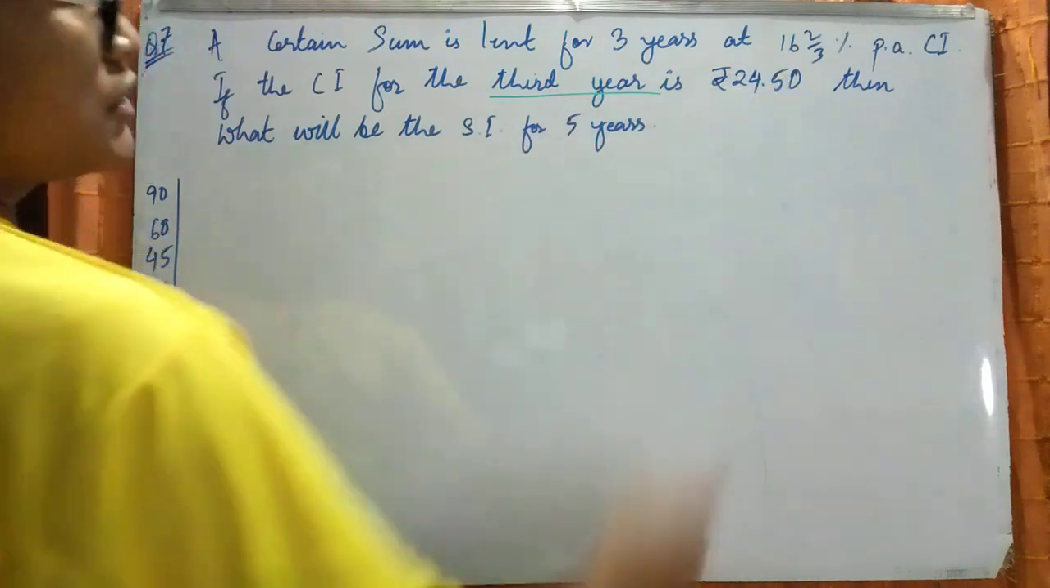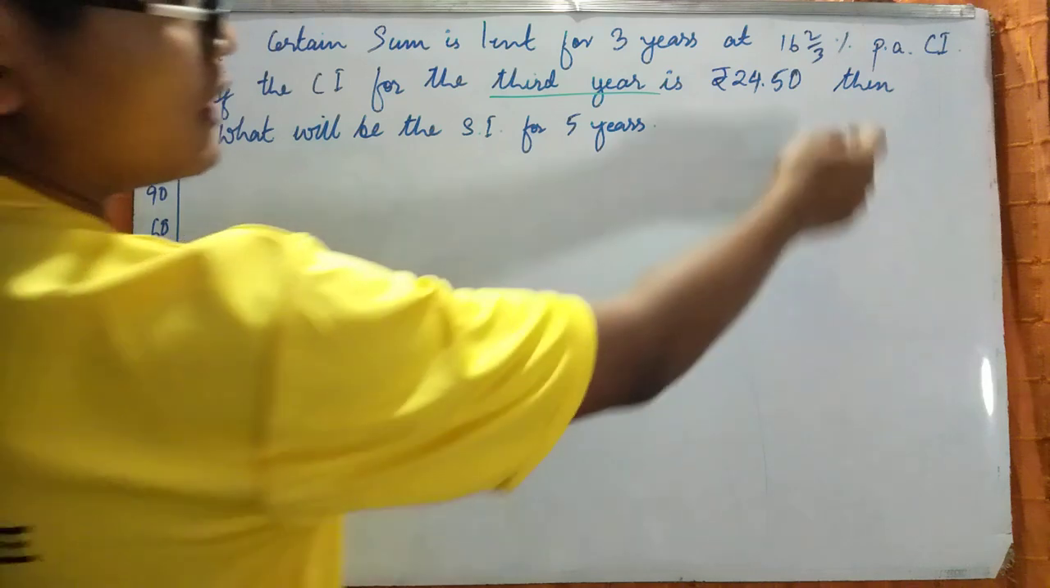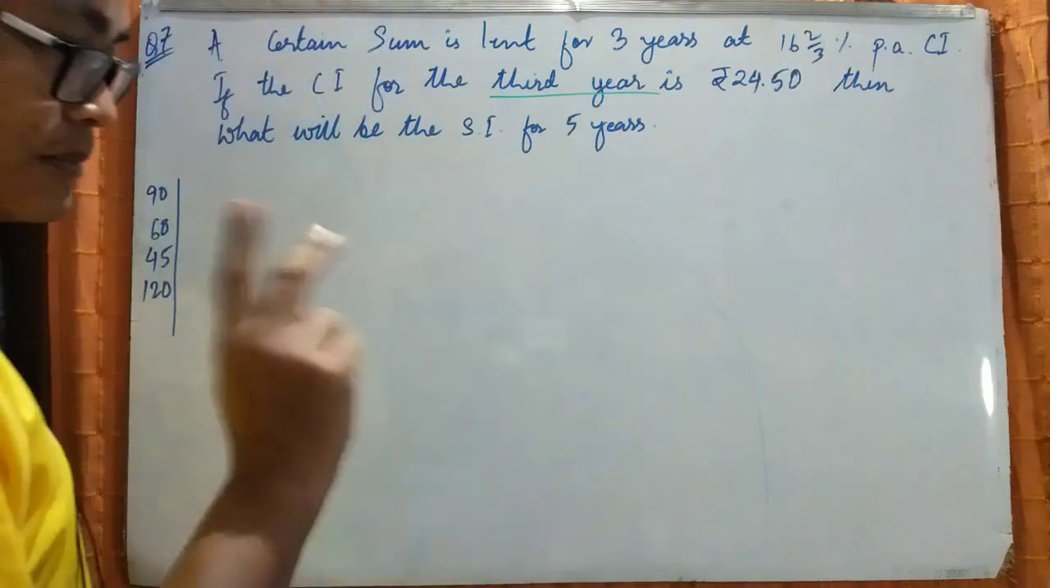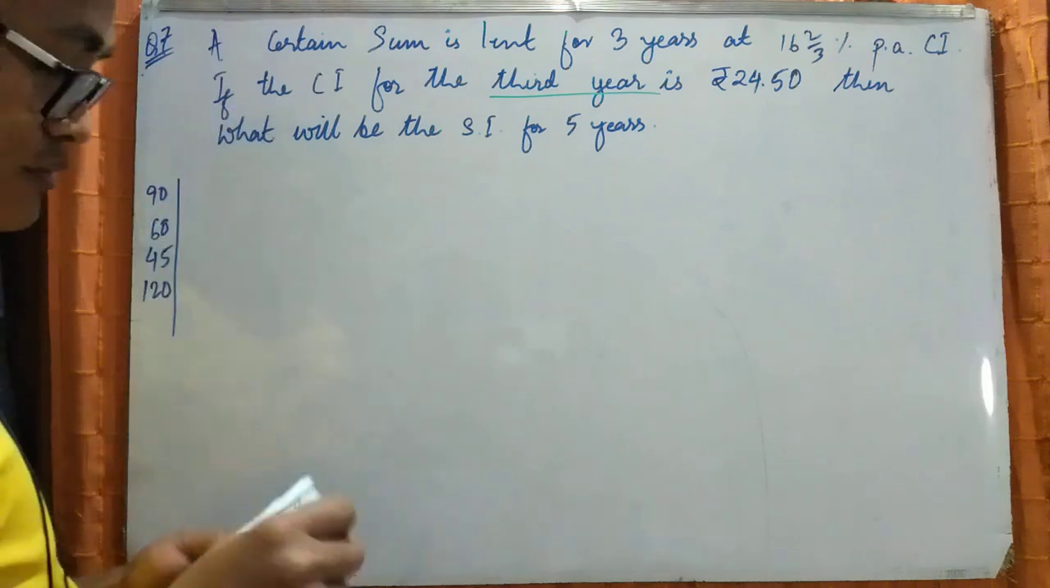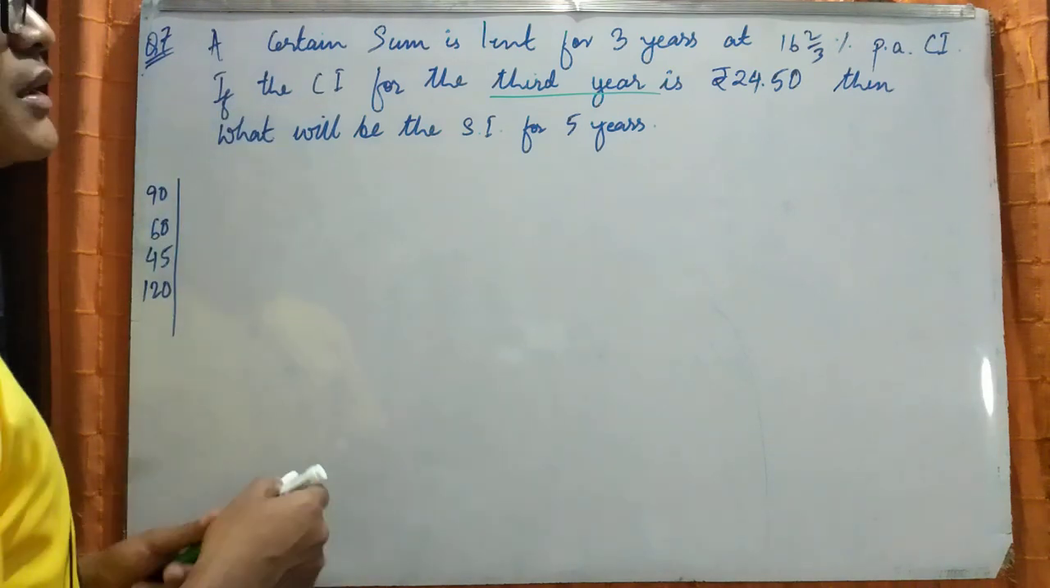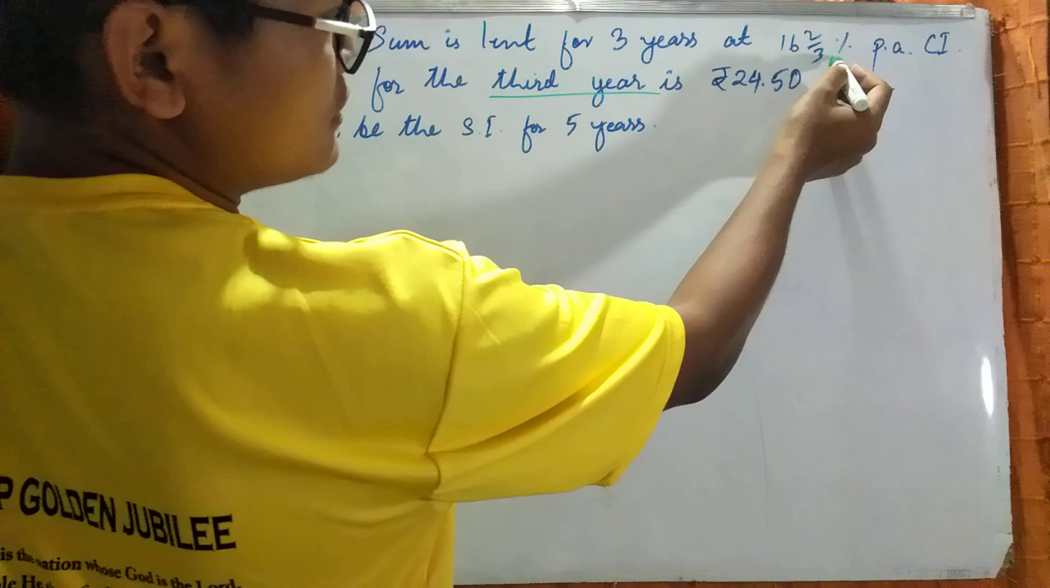The compound interest for the third year is 24.5. That means they are trying to give you some information, some hint. A hint to the rate.